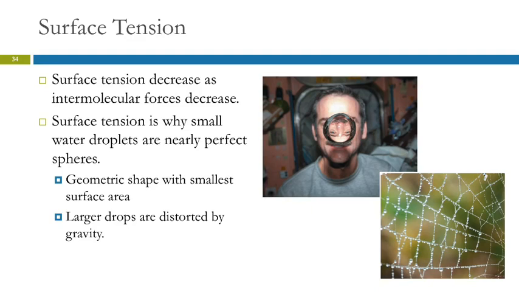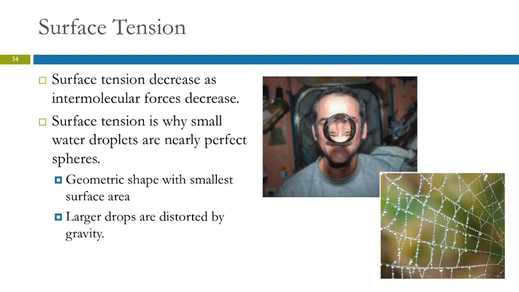So surface tension is going to depend on the strength of the intermolecular forces. If you have weak intermolecular forces, you'll have less surface tension. If you have strong intermolecular forces, you'll have greater surface tension. Surface tension is why small droplets of water are spherical. You can see that on this spider web, little teeny tiny spheres of water. They form those little beads of water because that's the way in which they can have the smallest amount of surface area, have the most molecules being in the center.